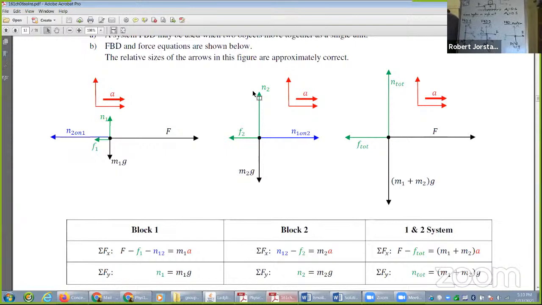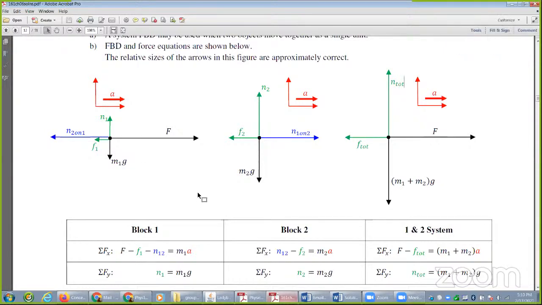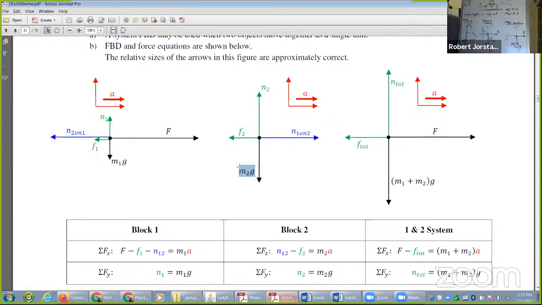So in this one, it looks like N2 and N total should be the same. Agreed? Wait a second here. There's a normal force missing, isn't there? On M2G going down. Yes. Look at this one. There's a normal force missing here. I've got to fix that up. That's funny, I didn't even notice that. But yeah, I'll fix that up later.